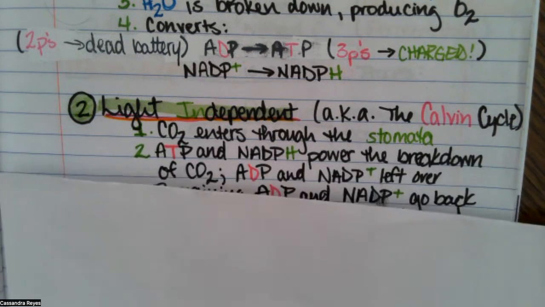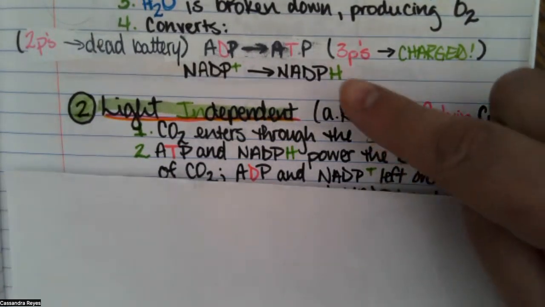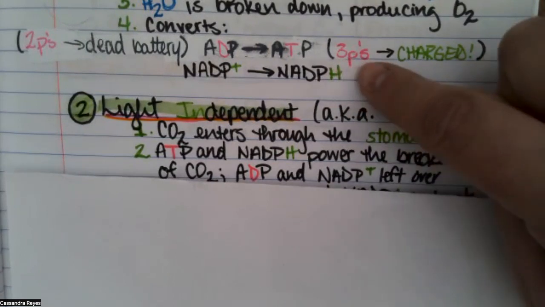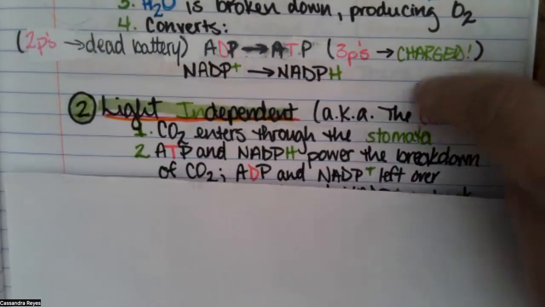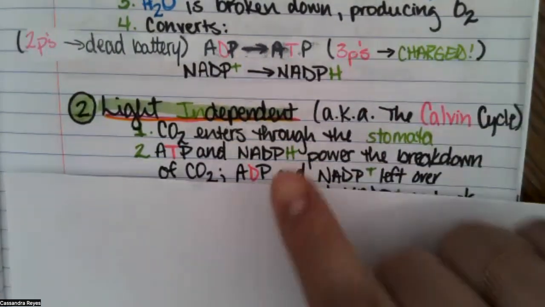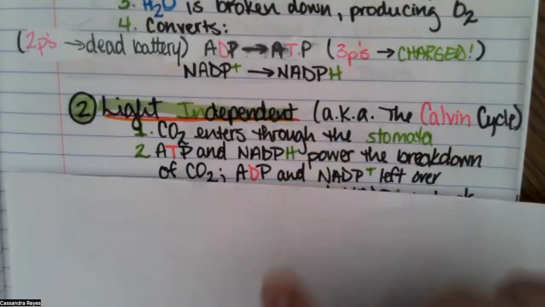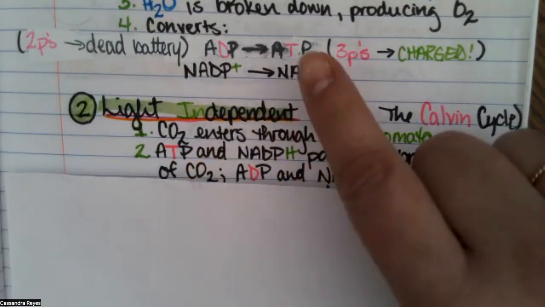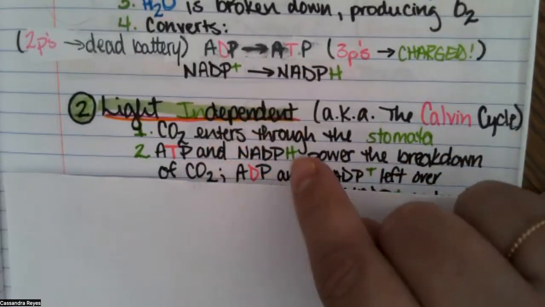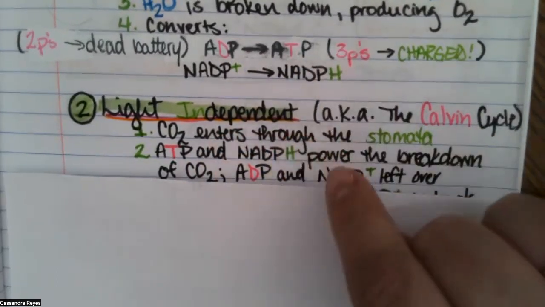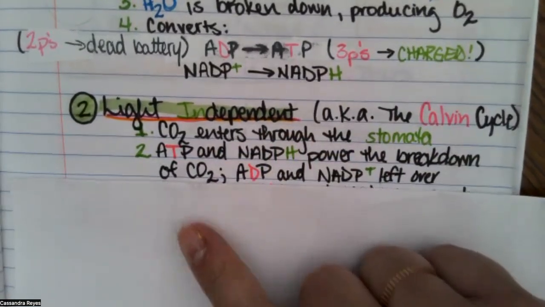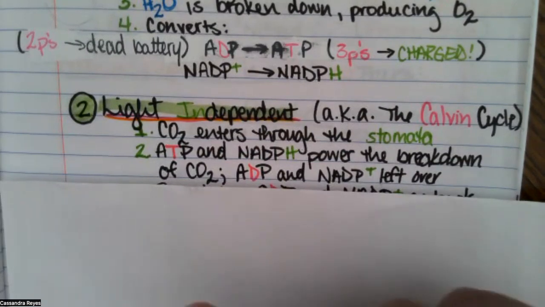Next, step 2. So remember how we created ATP here because we wanted a charged battery, and we created NADPH because, again, we wanted a charged battery? Well, guess what? It's going to show back up over here in the light independent area. So ATP, there's that one right there, and NADPH, which is right from here, is going to power the breakdown of this carbon dioxide, okay? And when we're powering that, guess what? We're going to lose charge.